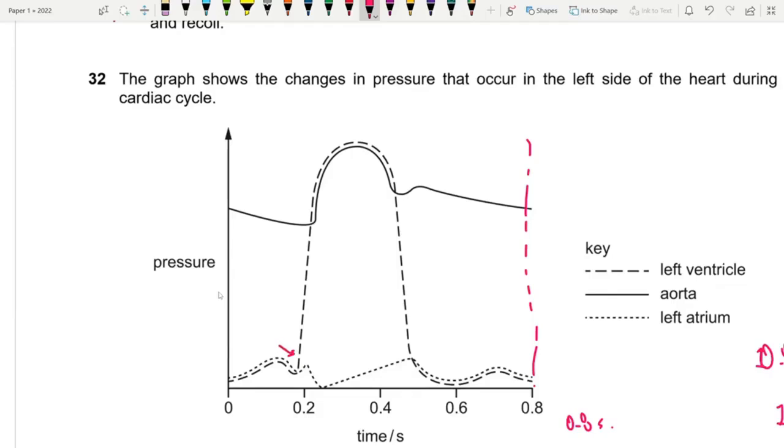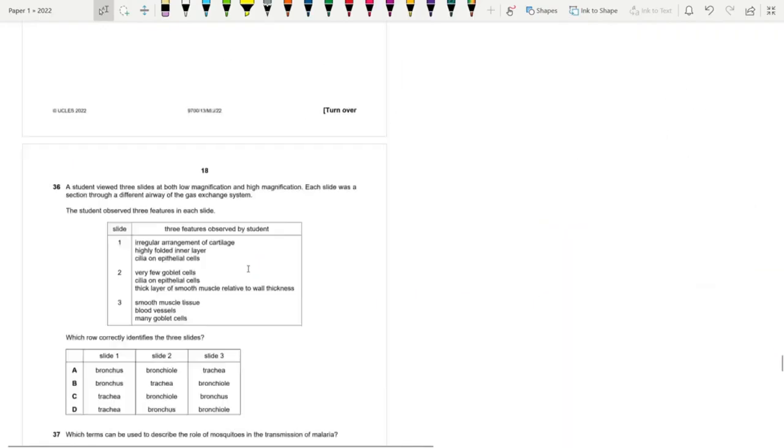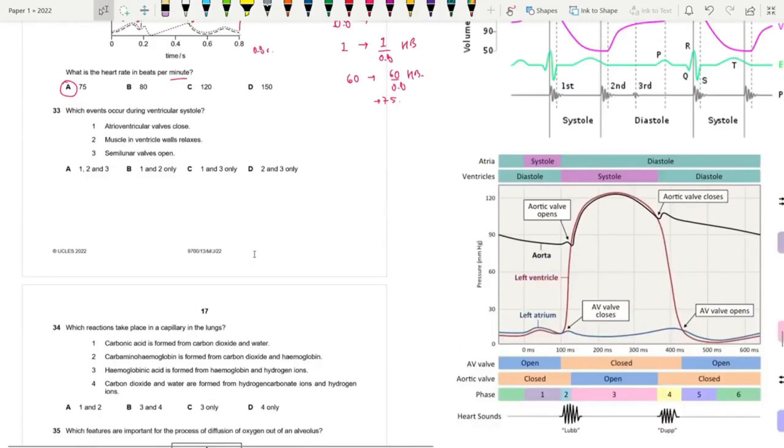This event is basically the atrioventricular valve closing. This event is the aortic valve opening. This event is the aortic valve closing again, and this event is the atrioventricular valve opening finally. Okay, you guys need to know this in detail.